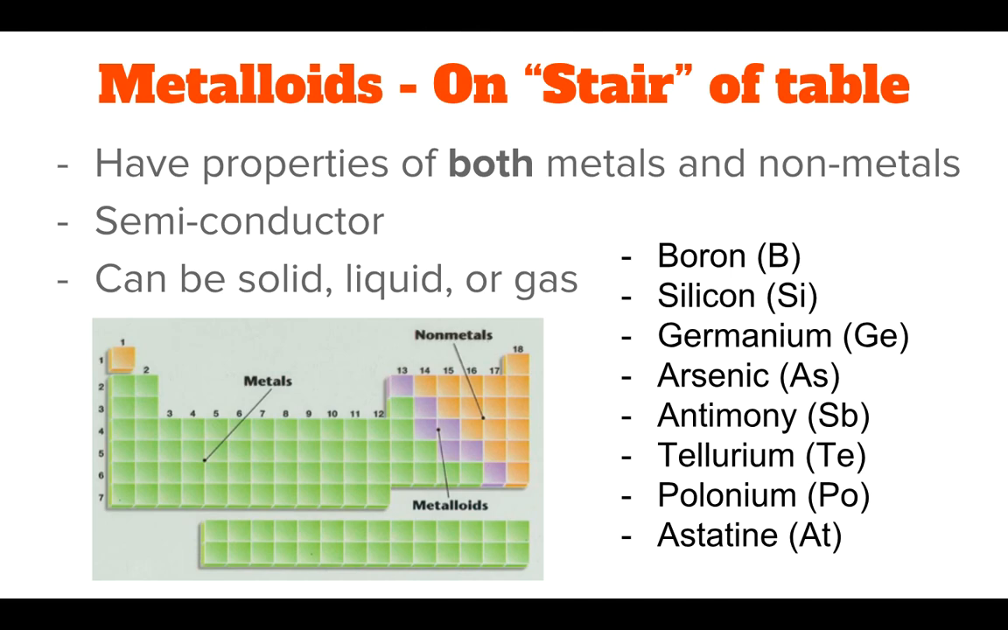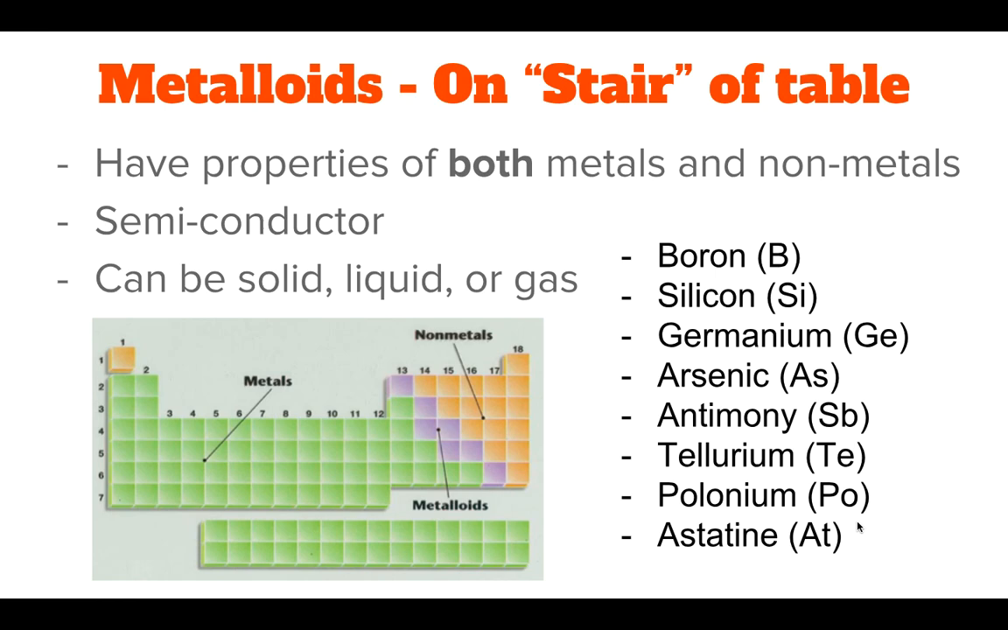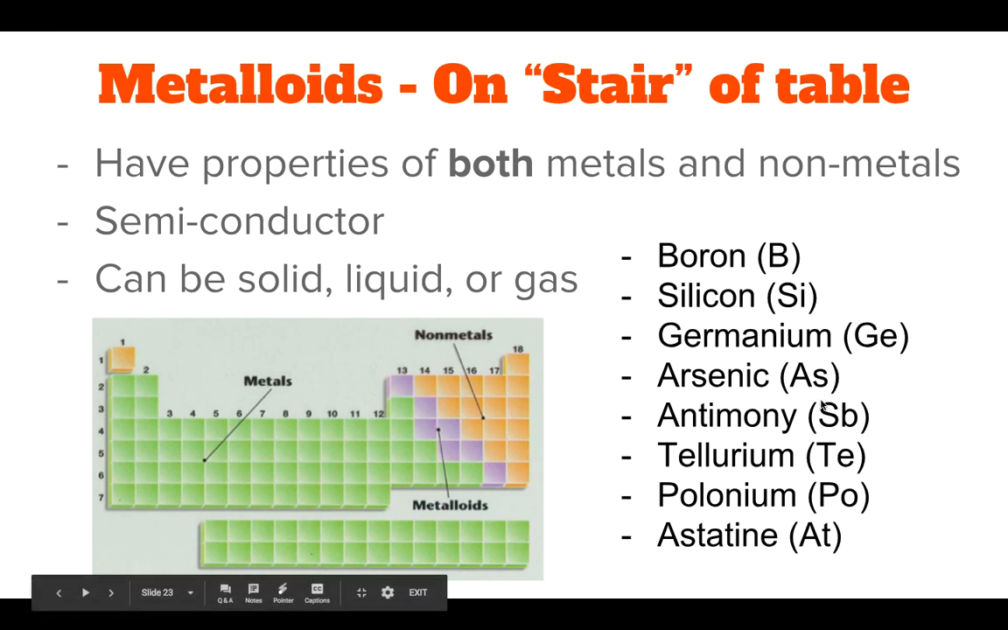So what this looks like is that they're semiconductors. So they conduct heat and electricity under certain situations. They can also be solid, liquid, or gas. These metalloids, because of this semiconductor property, are really good and can be used in computers and kind of chips and things like that. So these are the list of metalloids. So it's boron, silicon, germanium, arsenic, antimony, tellurium, polonium, and astatine.